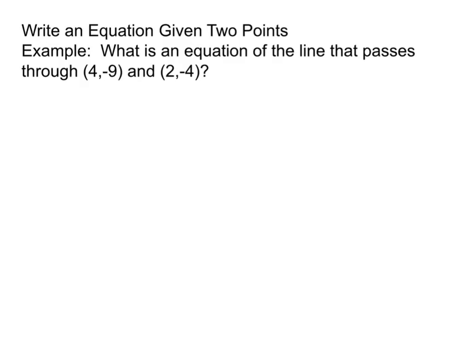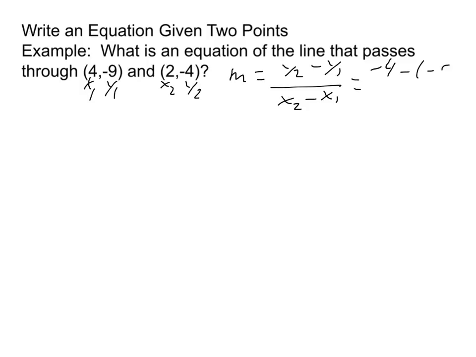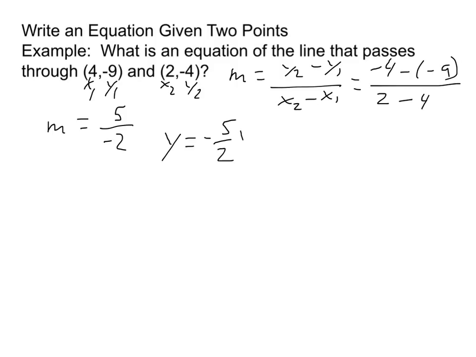Okay, write an equation given 2 points. This one's a little bit harder. We don't have a slope given, so we need to find the slope first. If I call these x1, y1 and x2, y2, m equals y2 minus y1 over x2 minus x1, which equals negative 4 minus negative 9 over 2 minus 4. Negative 4 minus a negative means plus, so negative 4 plus 9 is 5, over 2 minus 4, which is negative 2. So that's my slope, negative 5 halves. So I have y equals negative 5 halves x plus b.